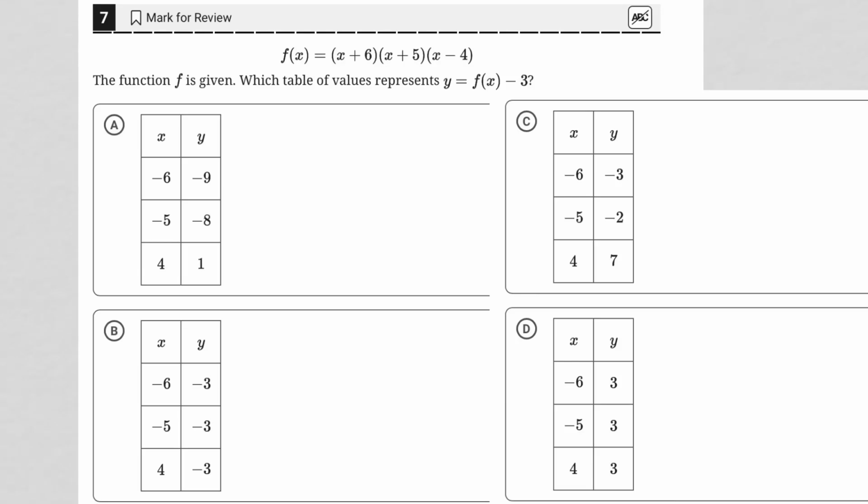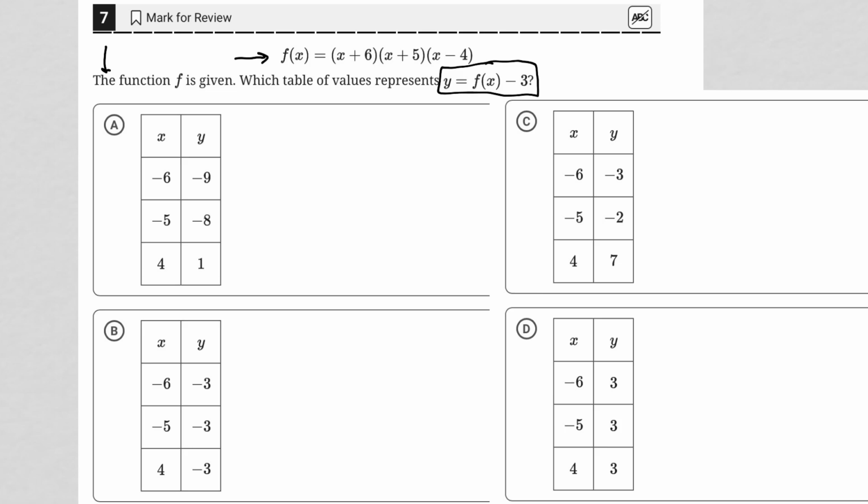So this question starts off by providing us with this function, f of x equals (x + 6)(x + 5)(x - 4). It goes on to say the function f is given. Which table of values represents y equals f of x minus 3?